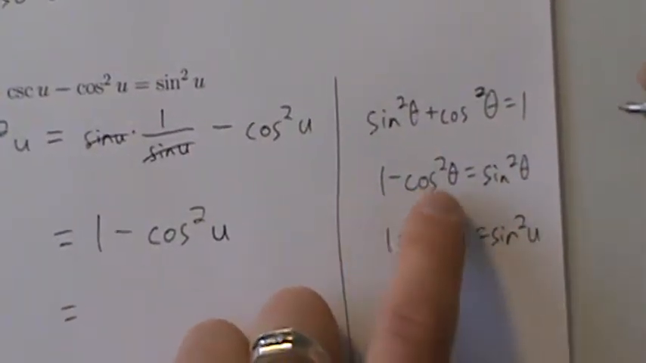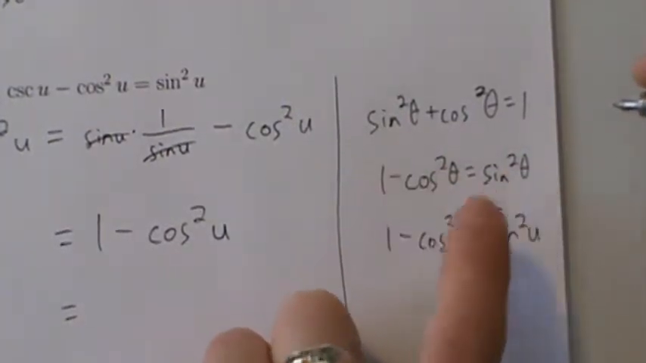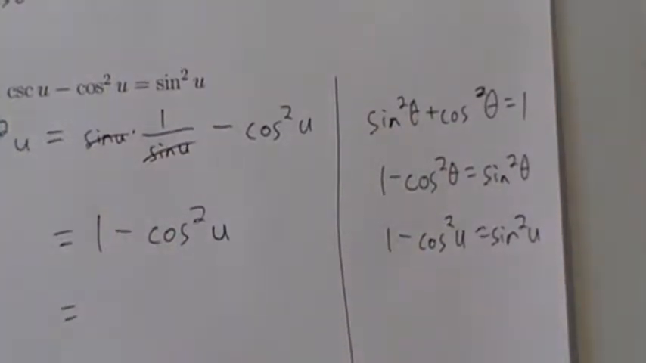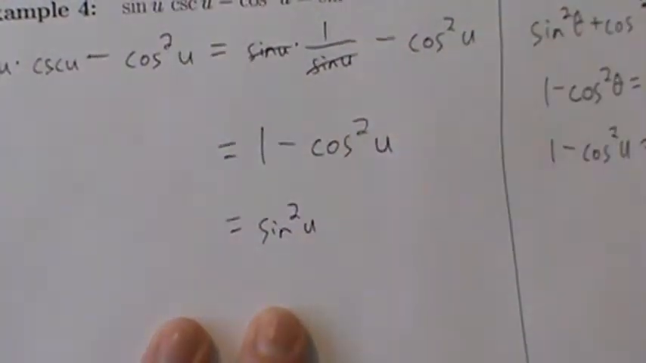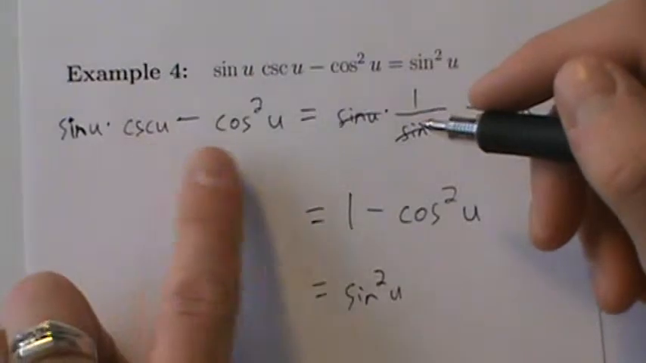Okay, so 1 minus cosine squared of theta is sine squared of theta, or 1 minus cosine squared of u is sine squared of u, whether it's theta or u or x or t or v or w, whatever. So 1 minus cosine squared of u is sine squared of u, okay? And that's what we wanted, right? That's the right-hand side, so we've just shown that the left-hand side up here equals the right-hand side, okay?